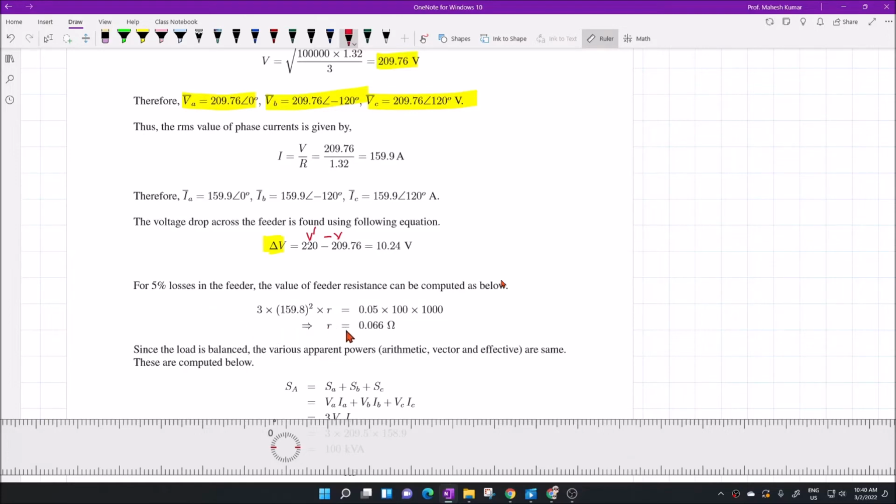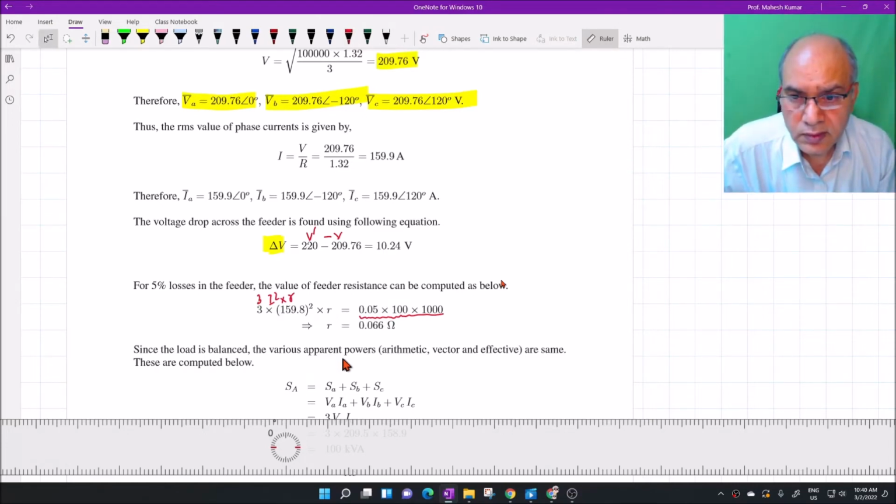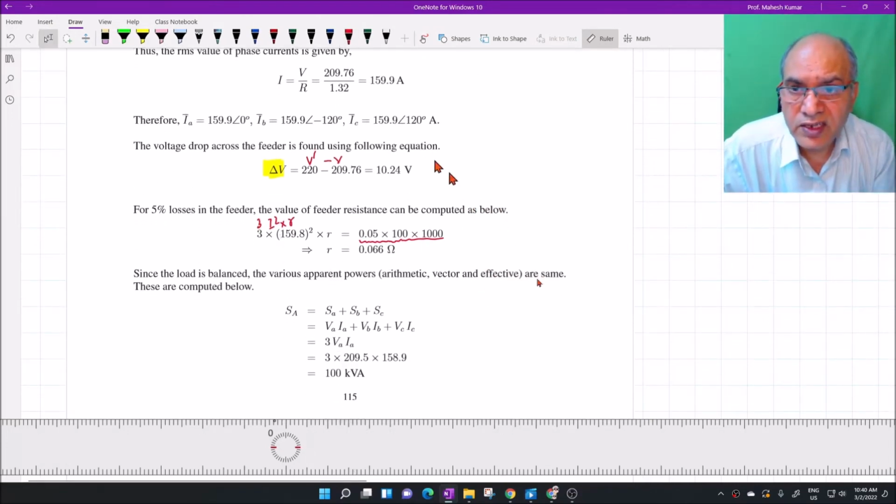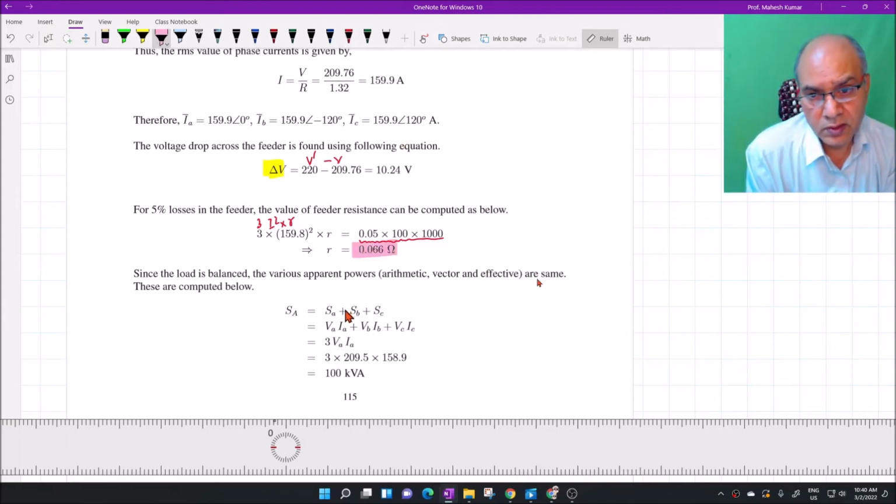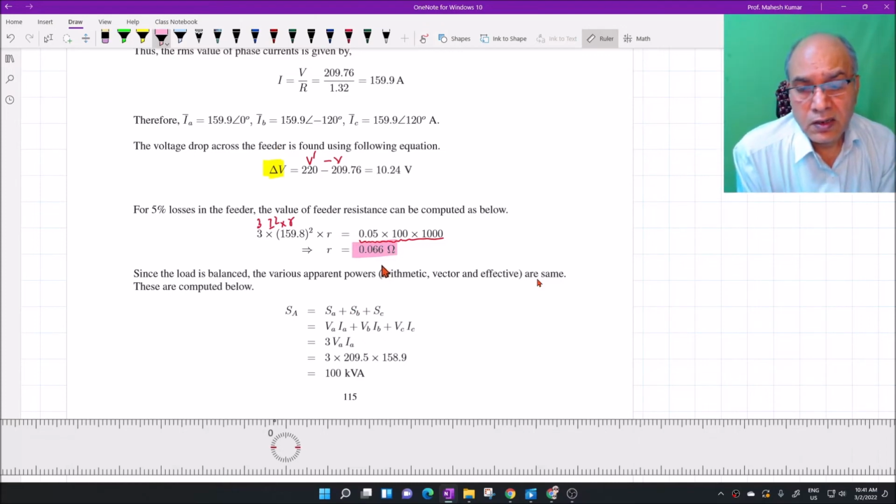Since losses are 5%, it is 0.05 into 100 into 1000 watts, which equals 3 into I square into small r. Because it is a balanced circuit, it will be 3 into I square into r. So this gives the value of r as 0.06 ohms. This is the value of feeder resistance that has to be considered for this system.